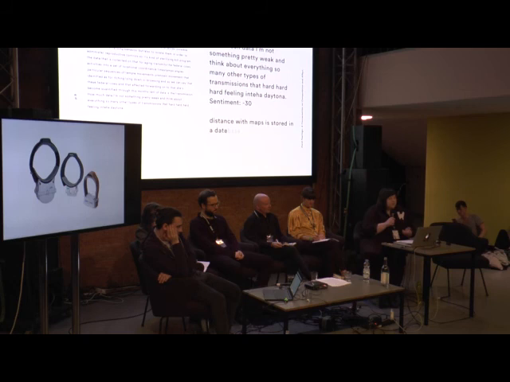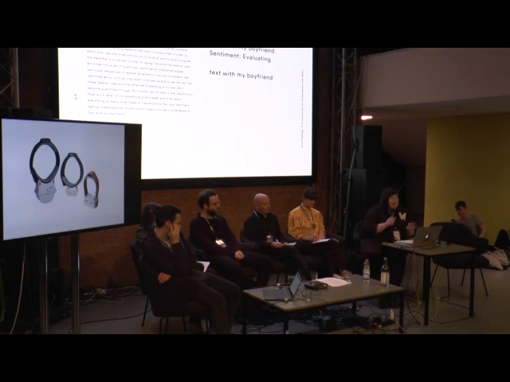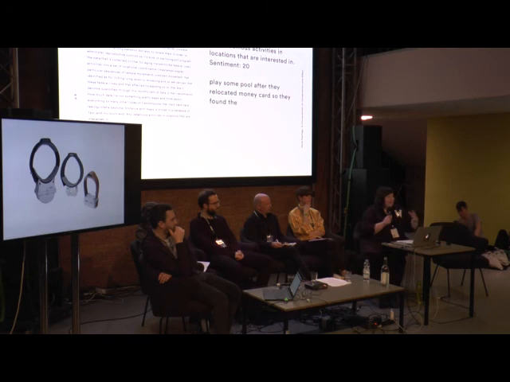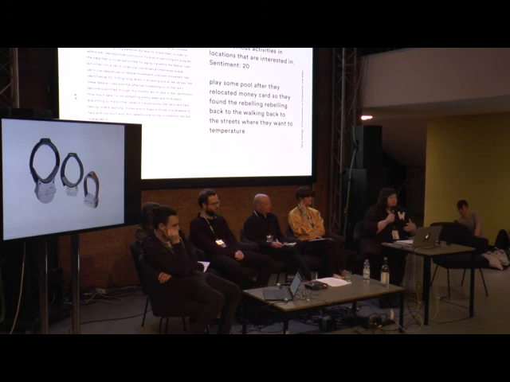So this data is mapped, it's stored in a database, and when the officers need to access it, they text from their mobile phones. And they use this to monitor any rebellious activities in locations that they're interested in. So for example, after they relocated many cattle, they found them rebelling and walking back to the streets where they wanted to peruse the market stalls or eat out of the rubbish bins.